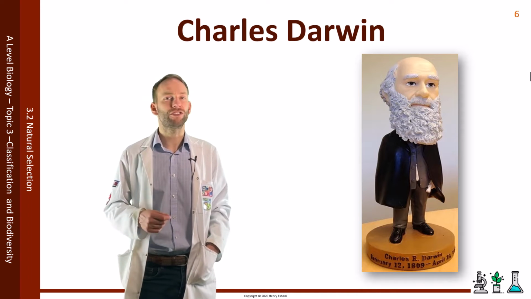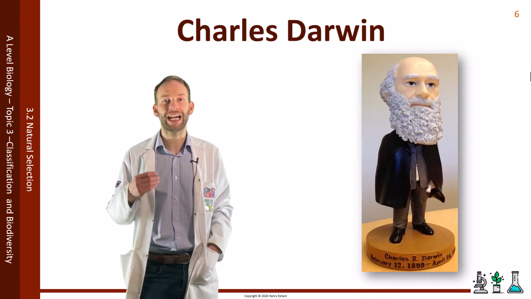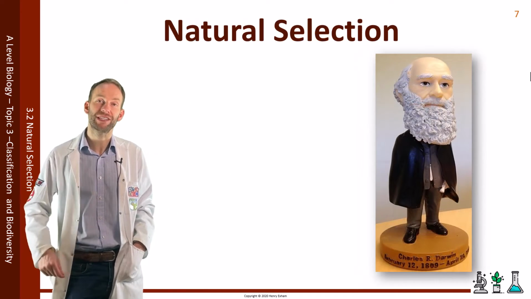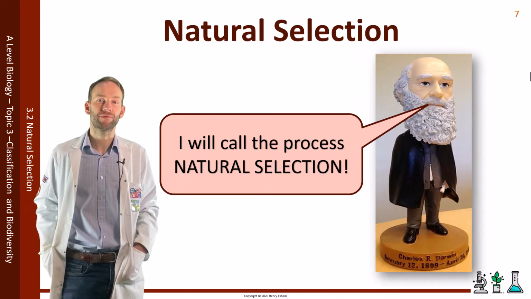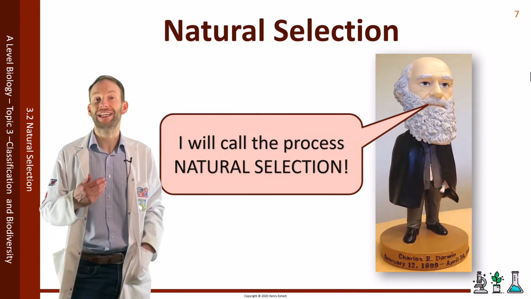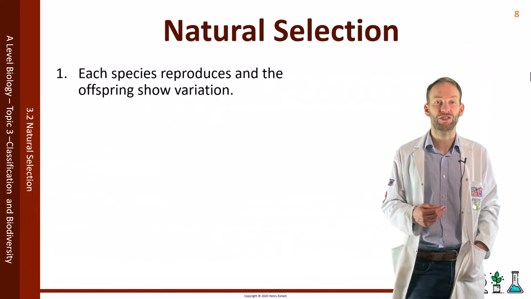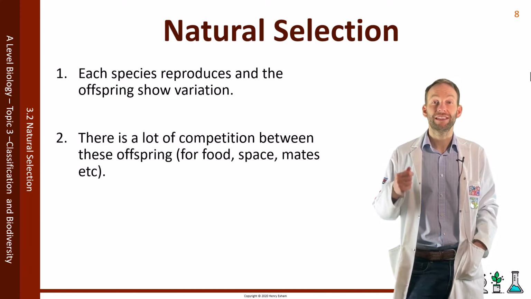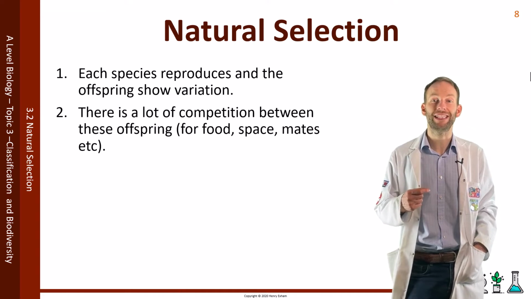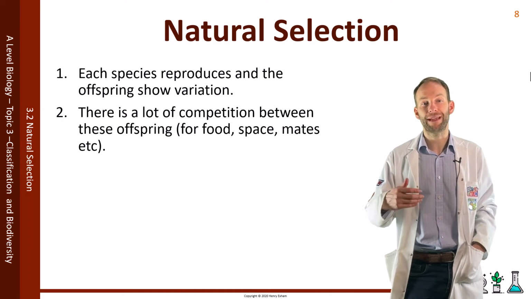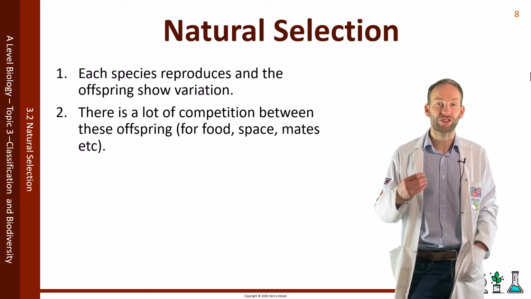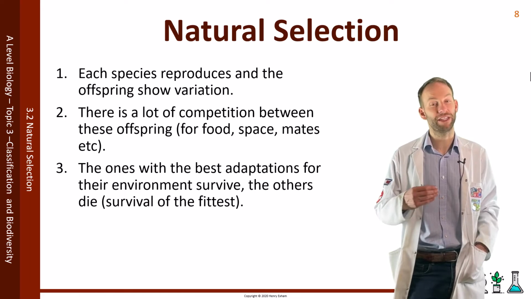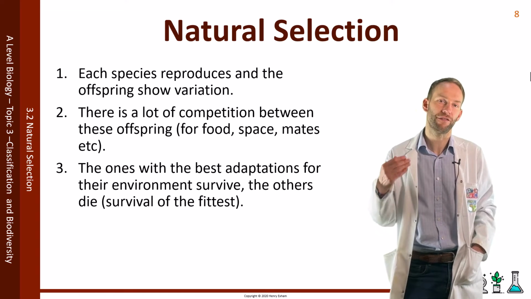And using these observations, Charles Darwin came up with a mechanism to explain how one species can evolve and eventually change into another, and he called that process natural selection. So there are 4 stages to his theory of natural selection. Firstly, each species reproduces and the offspring show variation. Secondly, there is a lot of competition between these offspring for food, space, mates, etc., which we call selection pressures. And the ones with the best adaptations for their environment survive and the others die. This is what he called survival of the fittest.